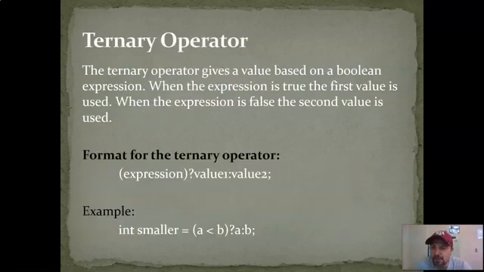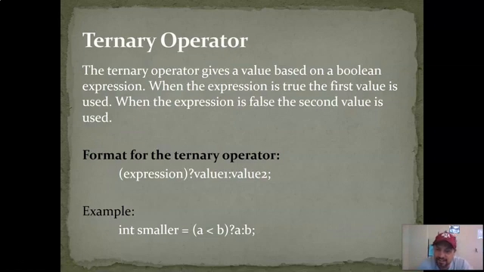The next thing is the ternary operator. The ternary operator gives a value based on a Boolean expression. When the expression is true, the first value is used. When the expression is false, the second value is used. Sometimes when you're looking at other people's code online, you're going to see that they use a ternary operator, so it's important for you to understand what it is.